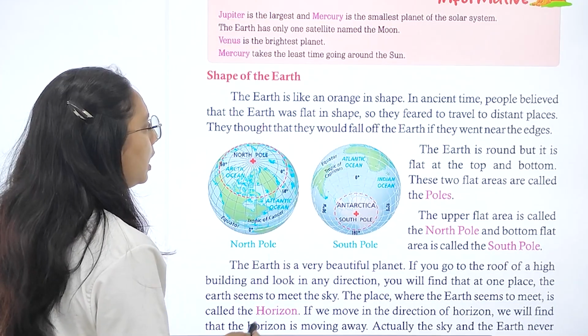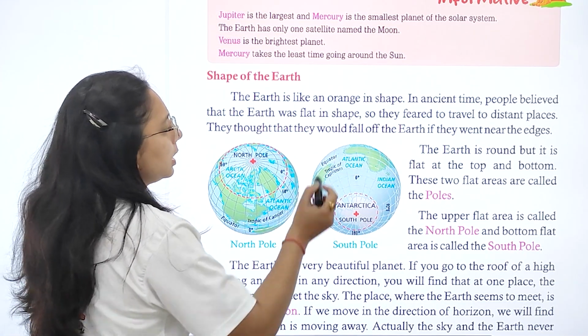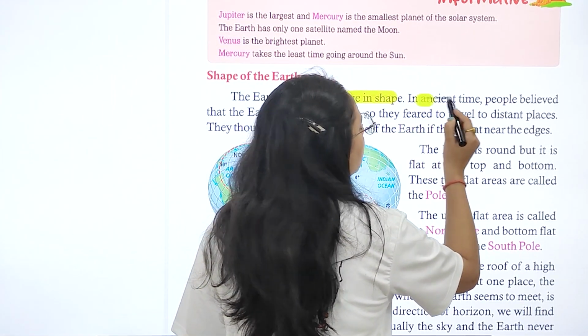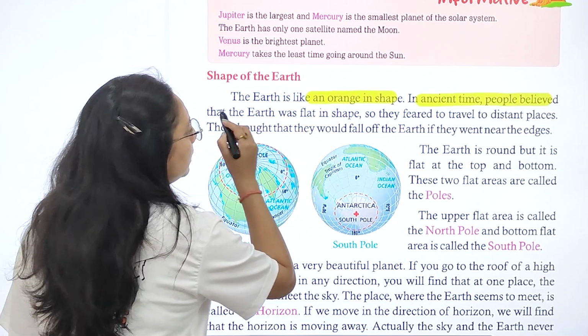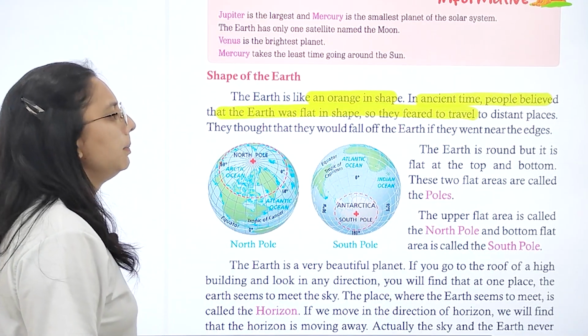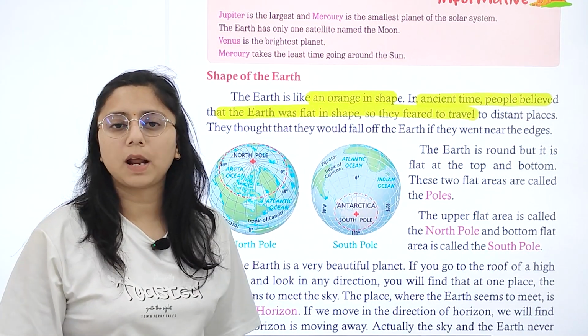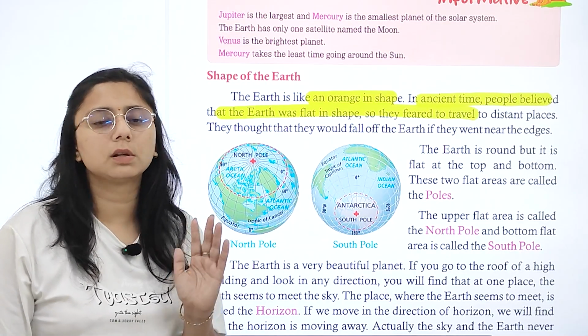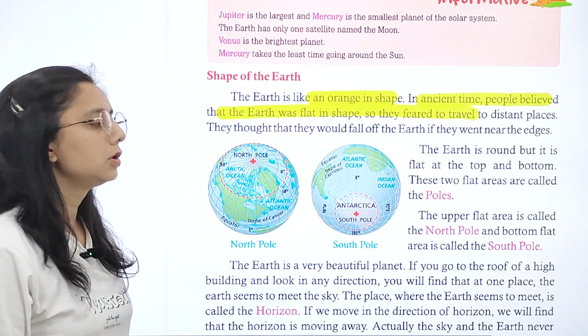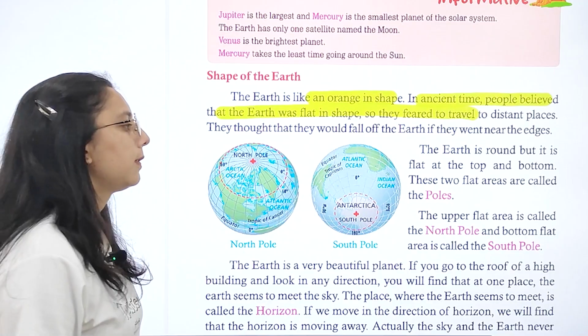Shape of the Earth. The Earth is like an orange in shape. ठीक है, bulging at the center and flattened at the top. People believed that Earth was flat. हम travel करेंगे और नीचे गिर जाएंगे. But it was not like that. It is spherical in shape.